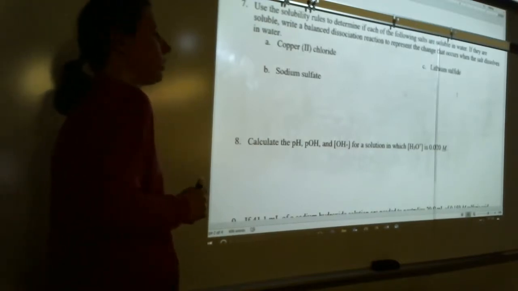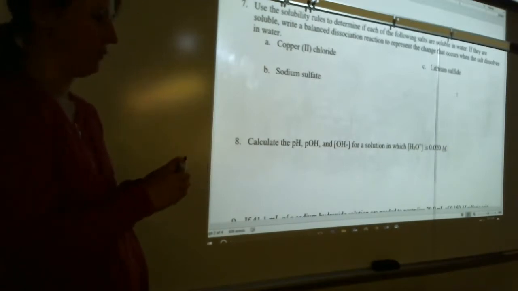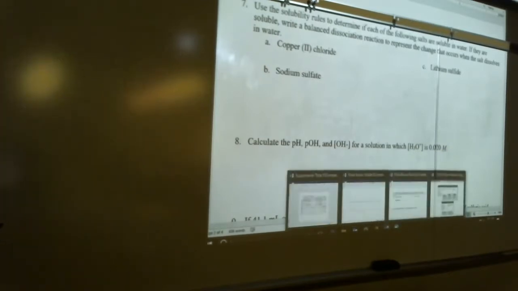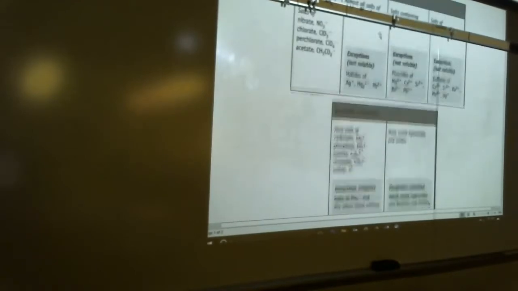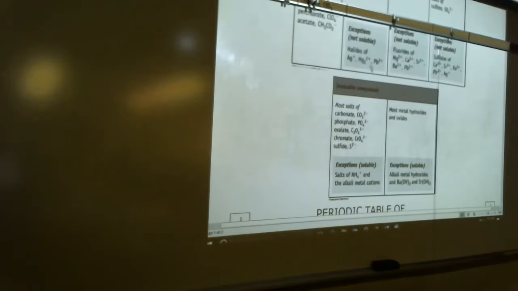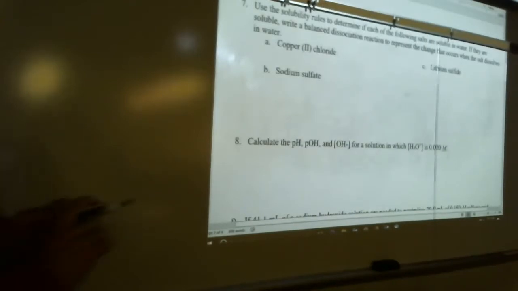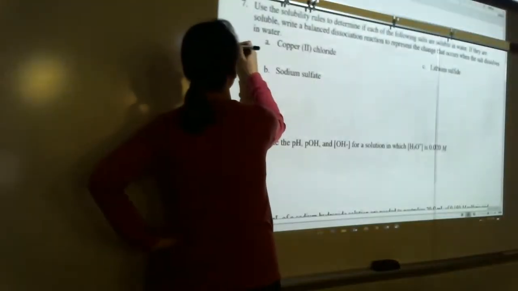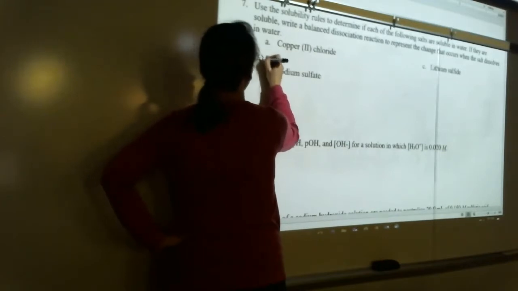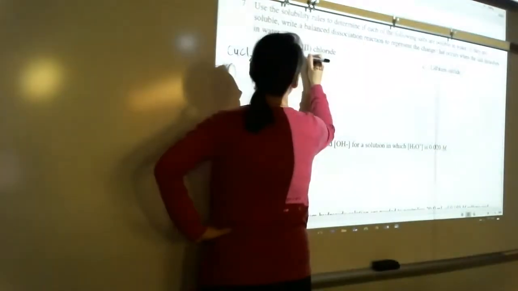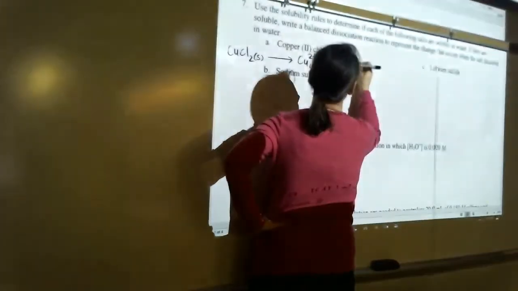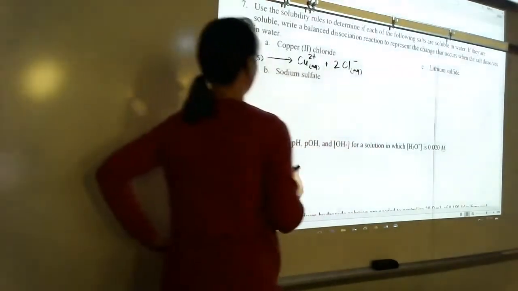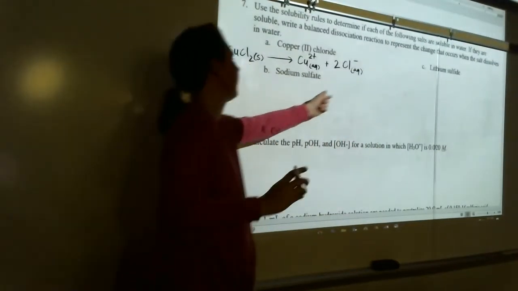Copper 2 chloride, is that soluble or insoluble? Let's look at our reference page and find out. Chlorides, all soluble except, is copper listed as an exception? No. So would copper 2 chloride be soluble? Yes, it is. So the dissociation reaction would be CuCl2 solid becoming Cu2 plus aqueous plus 2Cl minus aqueous. Remember, this 2 comes out as a coefficient.